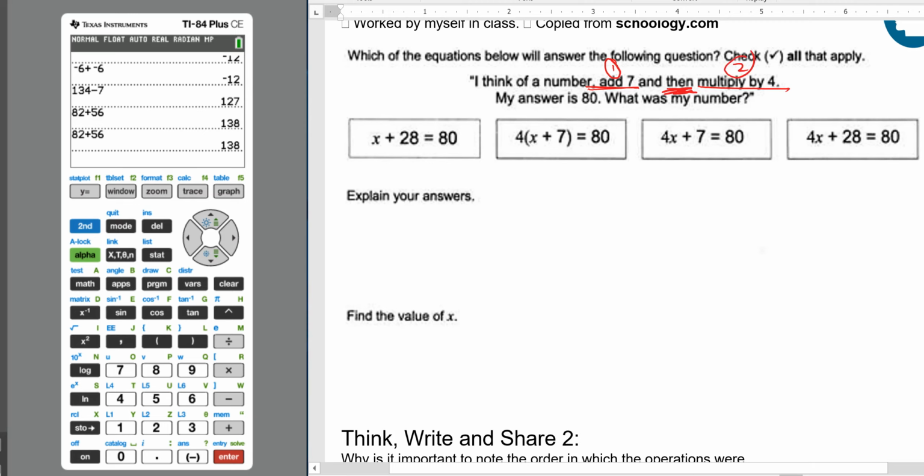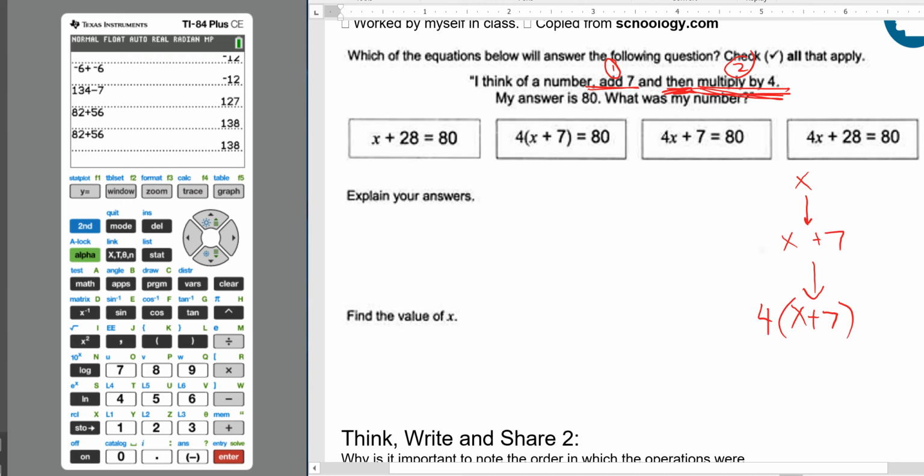by 4. Right? So if we recall from the previous problem, that algebra machine, if you start with an x, and the first thing you do is add 7, we're getting x plus 7. From there, if we want to be able to multiply by 4, you have to have this whole expression multiplied by 4, and the only way to show that is with parentheses.